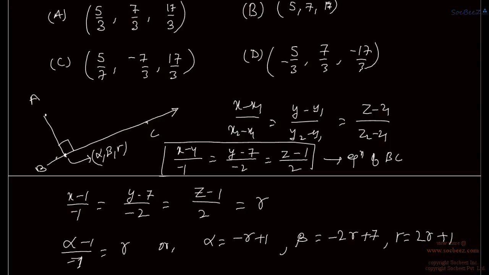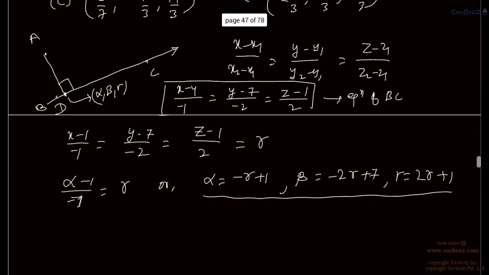Now if we find the direction ratio of this line, say this point is D, we have found the coordinates of D in terms of some parameter r: alpha, beta and gamma. So if we find the direction ratio or direction vector of line AD, where A is a known point, then that direction ratio will be perpendicular to the direction vector of line BC, which is minus 1, minus 2 and 2.